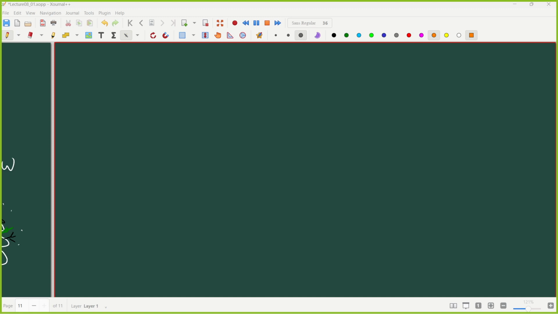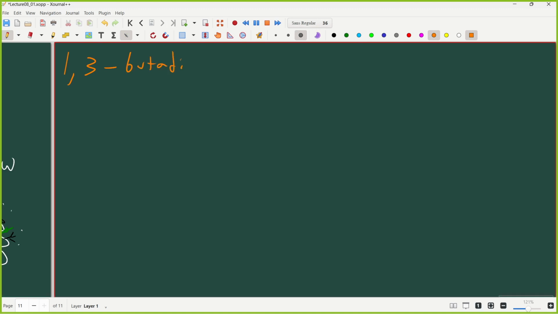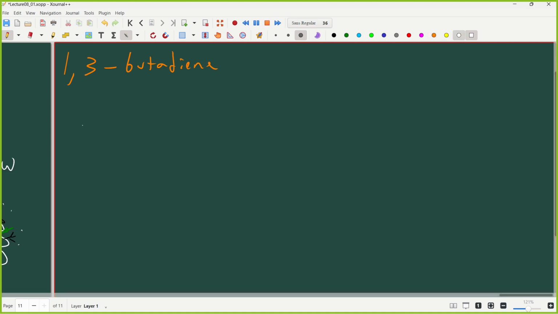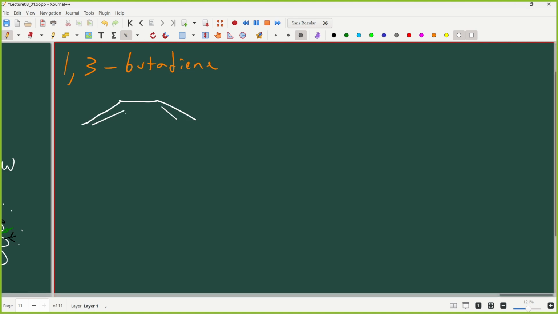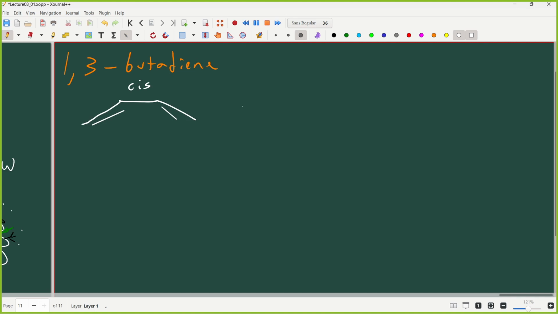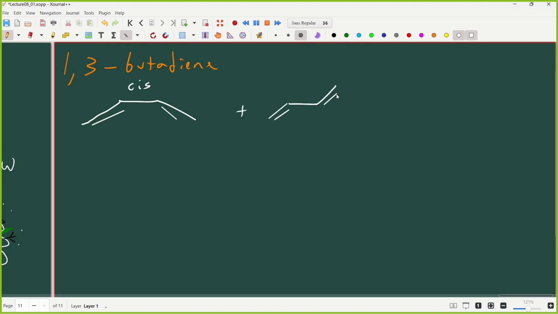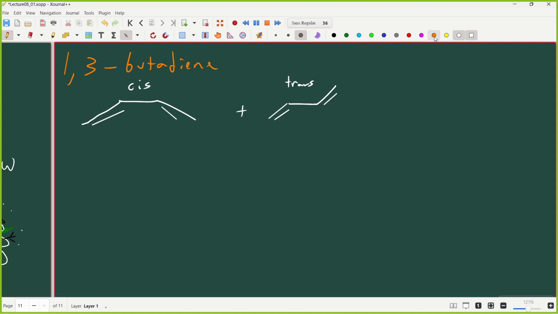Very simple idea. I want to look at a very particular molecule today, 1,3-butadiene. A very simple molecule. If I were to draw 1,3-butadiene, it's basically two ethylene molecules stacked together like this. There are two isomers. There's the cis isomer, which looks like this, and there's also the trans isomer that looks like this. It turns out that the trans is more stable.